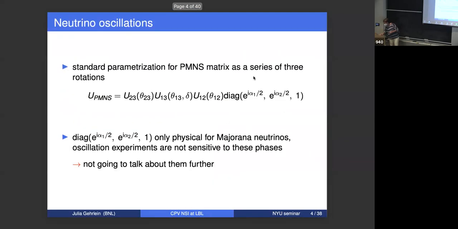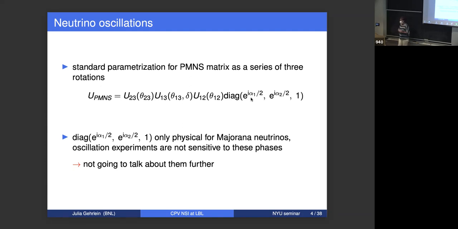So exactly. These Majorana phases are only physical if neutrinos are Majorana particles. In this case, they cannot be absorbed in any field redefinition. This means they rely on the fact that neutrinos are Majorana particles, so we would need to measure them in a process which is lepton number violating, and the process where we are trying to measure those is in neutrinoless double beta decay experiments.